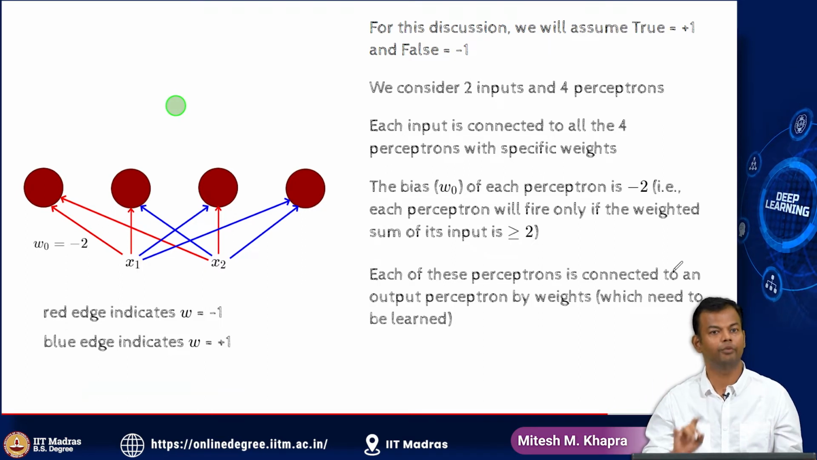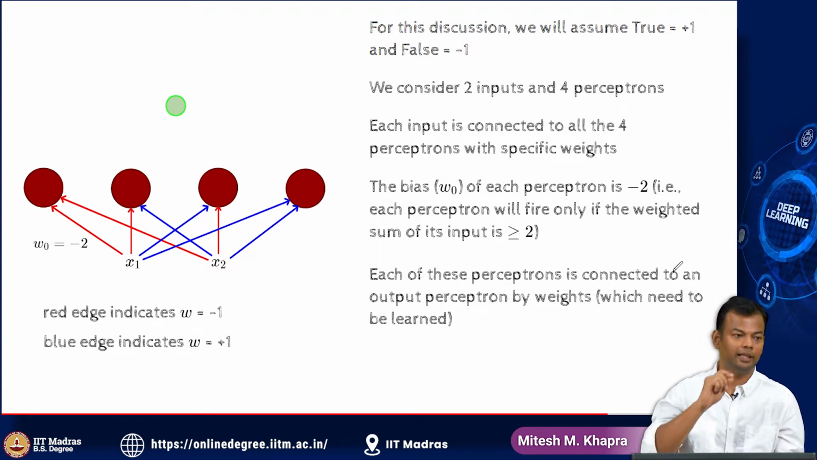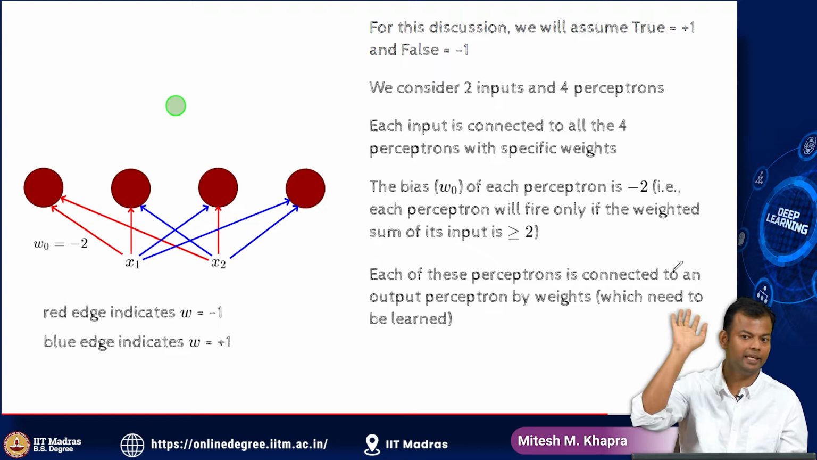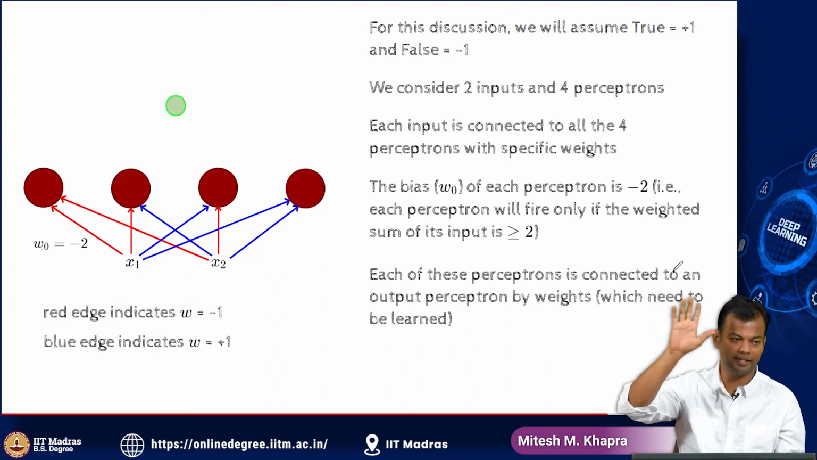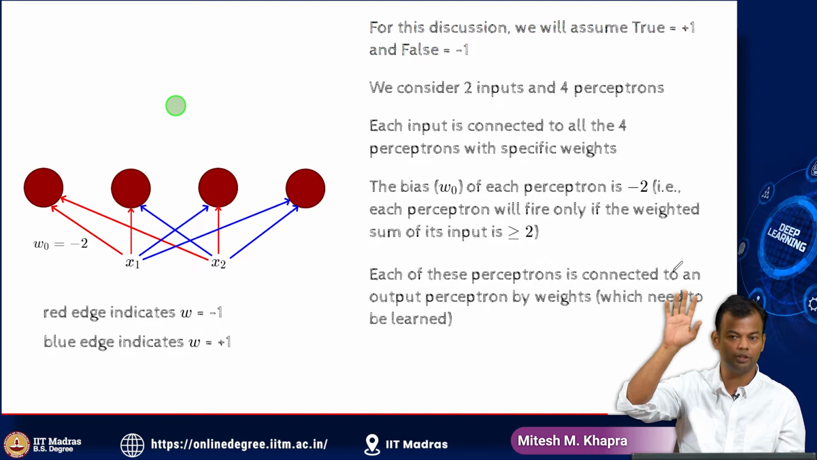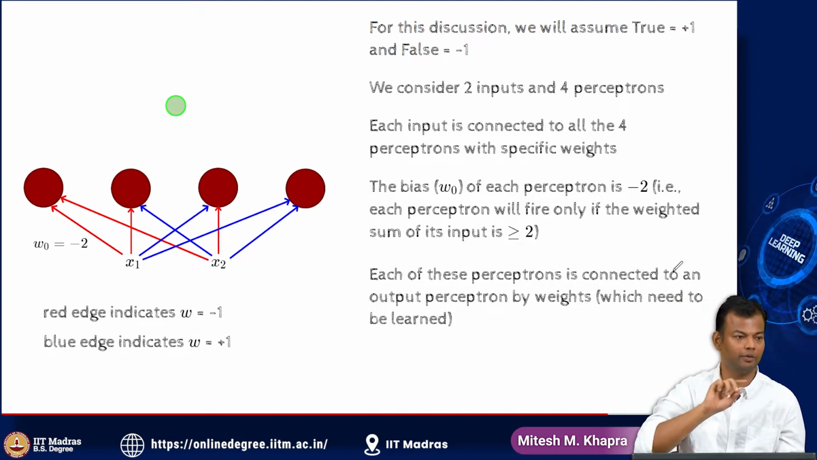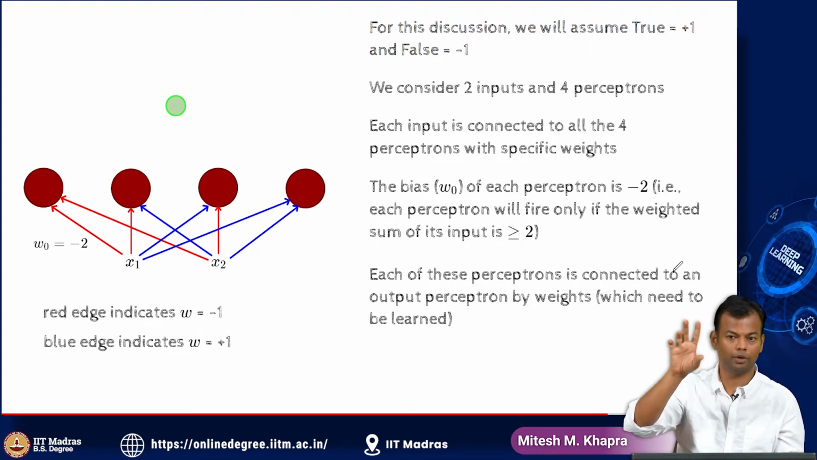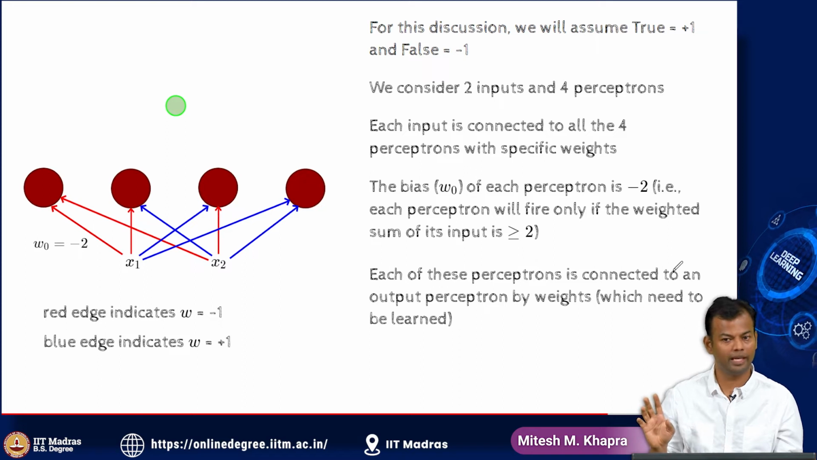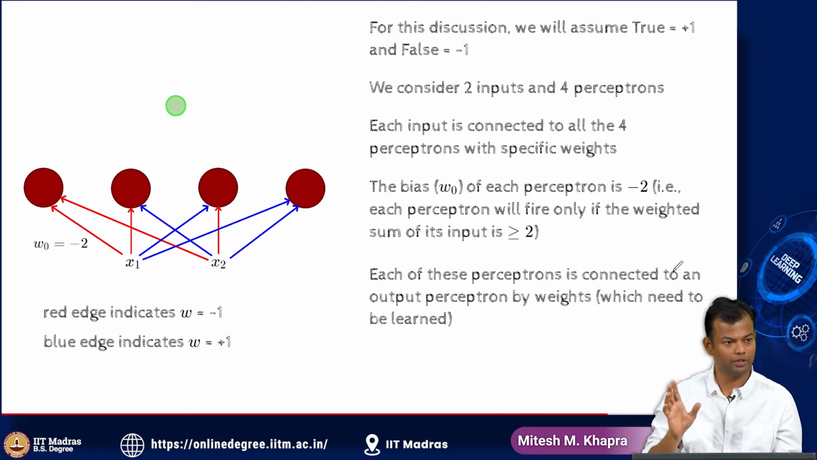Then I have one more perceptron, which is my output perceptron. That means the output of this perceptron will be the output of the network. If I want to implement the XOR function using this network, that means that for a given input 0 0, 0 1, 1 0, 1 1, the output of this green perceptron should match the truth table of the XOR function. Then I would say that I have implemented the XOR function. That is what I want.